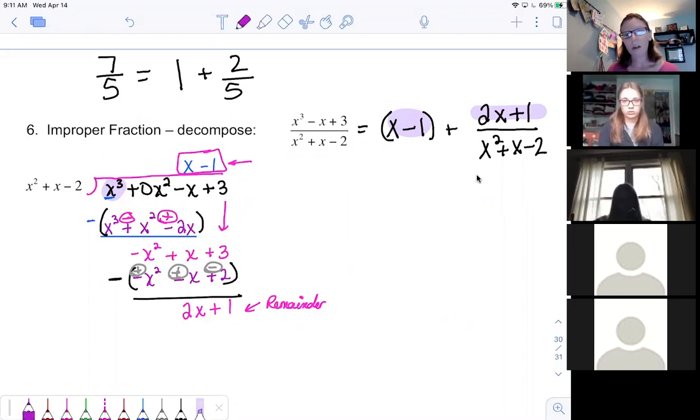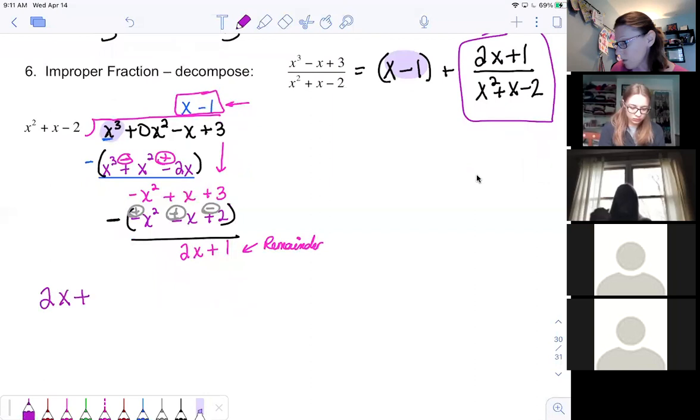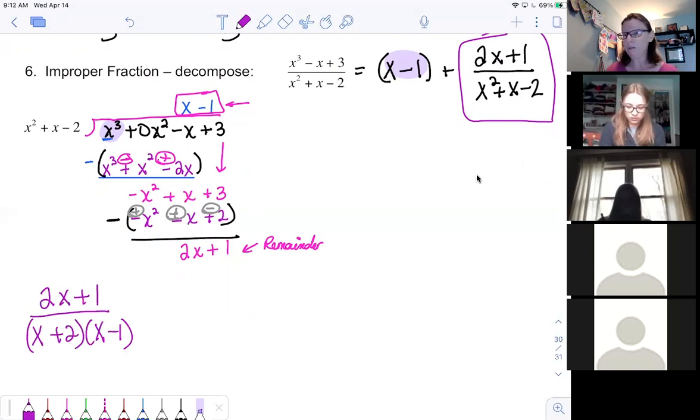So when we go to do our partial fraction, we are now using our new fraction, which is now proper. So our numerator is 2x plus 1 because we pulled out the x minus 1. The denominator doesn't change. And actually, before I write it, let's just factor it. So it looks like we have a positive 2 and a negative 1. So it's now proper because the power on the top is less than the power on the bottom. And now we can do the partial fractions.